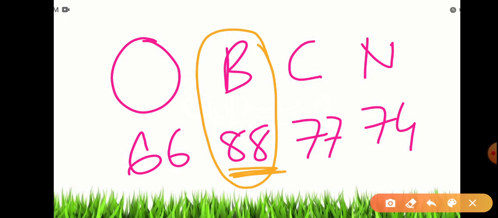This is boron. From the center of boron to the periphery, the distance is 88 picometer. Okay, 88 picometer. And the same is the case with oxygen. The distance between the center and periphery of oxygen is 66 picometer. So 66 picometer.